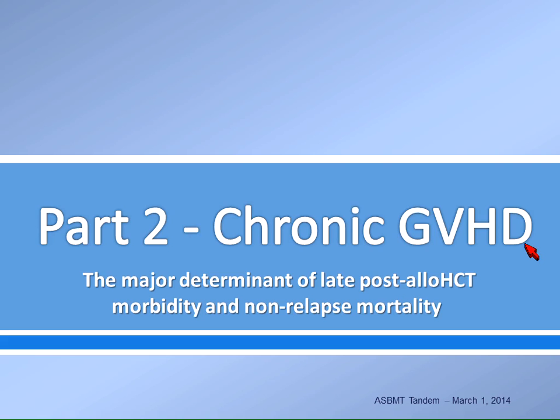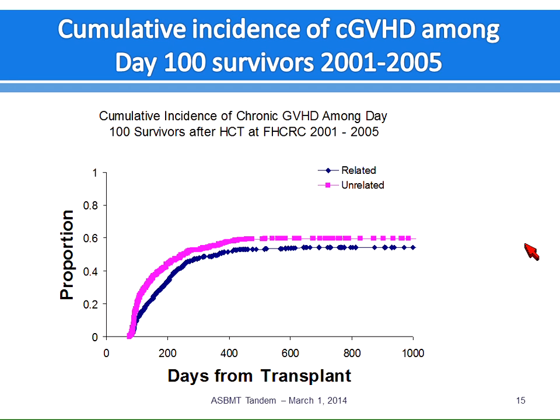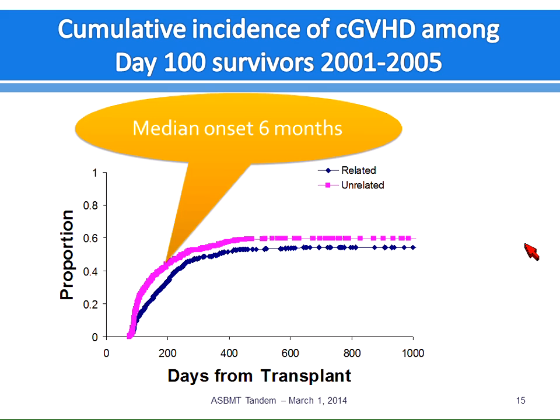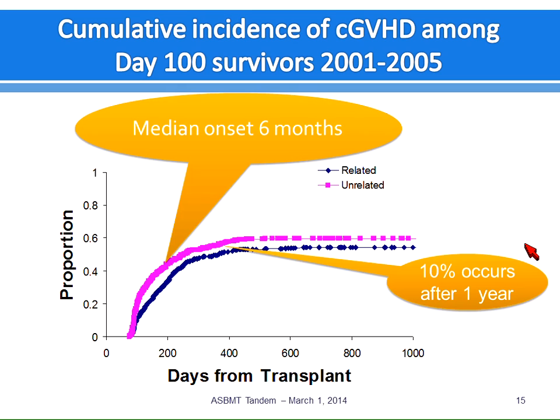I want to move on to chronic GVHD, which is the major determinant of late post-transplant allotransplant morbidity and non-relapse mortality. I also want to remind you, because I think it's helpful when you're considering your patients, where they are from transplant, because half of the patients have developed their chronic GVHD by 6 months post-transplant, and only 10% of them develop it beyond 1 year. So that's an important thing for you to recall.